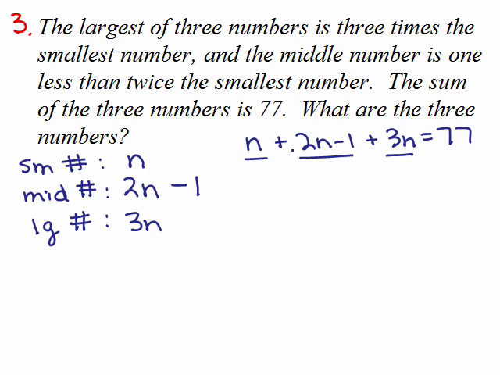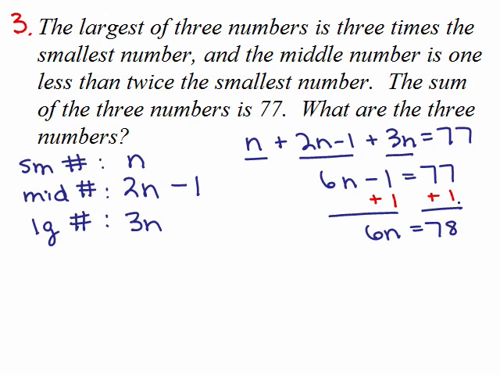So now we need to combine like terms on the left-hand side. Remember, this is 1n, so 1n plus 2n plus 3n is 6n minus 1 equals 77. And we'll add 1 to both sides so that we get 6n is 78. Divide by 6, so we get n is 13.